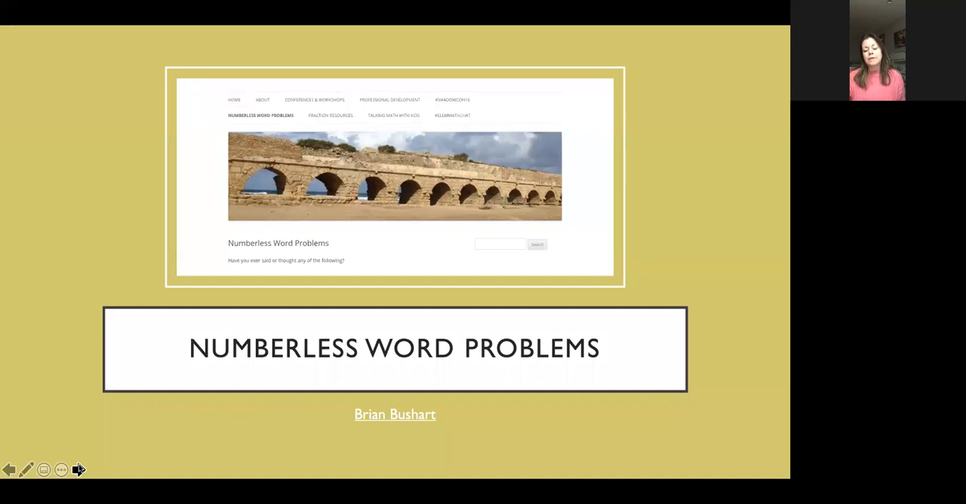And so we've added a link here to Brian Bouchard's blog and great resource of numberless word problems that you could use in your classroom to help students have that experience of really thinking about a context without numbers, without the cue words that flag an operation, and let students do that thinking and that work.